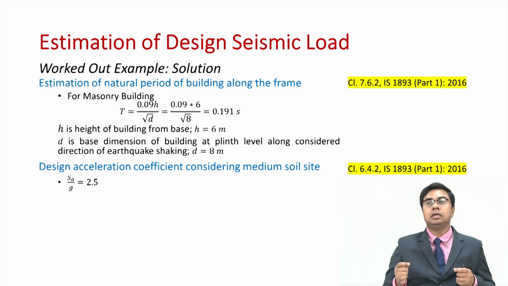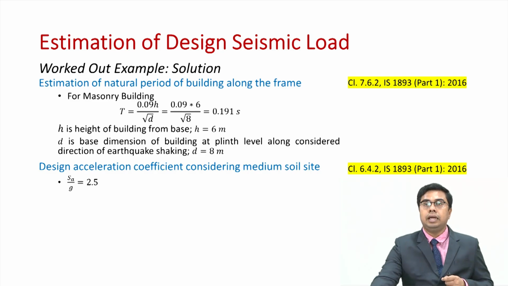D is the base dimension of the building at the plinth level along the considered direction of earthquake shaking. Now, since we are designing the southern wall, we are interested in earthquake shaking happening along the east-west direction. So, the value of D is equal to 8 meters. So, based on these, we have calculated the fundamental natural period of the building as 0.191 seconds. Then based on this natural period, the design acceleration coefficient considering medium soil site is equal to 2.5. This is again based on clause 6.4.2 of IS 1893.